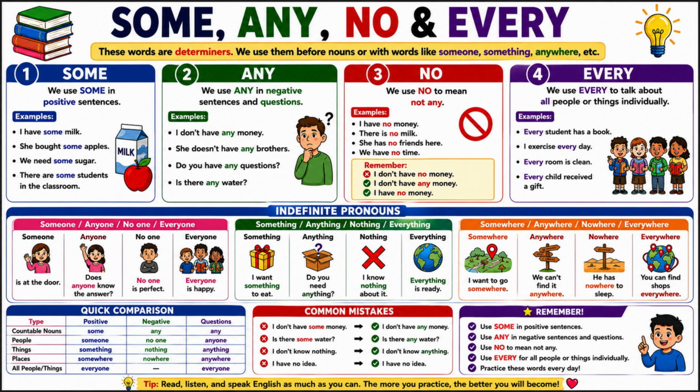Correct: I don't have any money. Wrong: Is there some water? Correct: Is there any water? Wrong: I don't know nothing. Correct: I don't know anything. Correct: I know nothing.